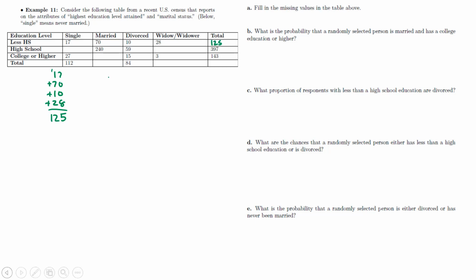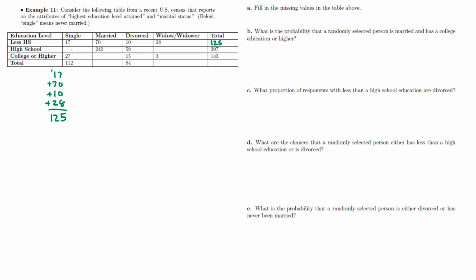And by the way, before I had you pause, I didn't properly introduce the example. We're considering this table from the U.S. Census that reports on the attributes of highest level of education attained and marital status. And understand the reason that we're working with these contingency tables is we want to see if there are relationships between different variables, marital status and education level. Are there any connections there?